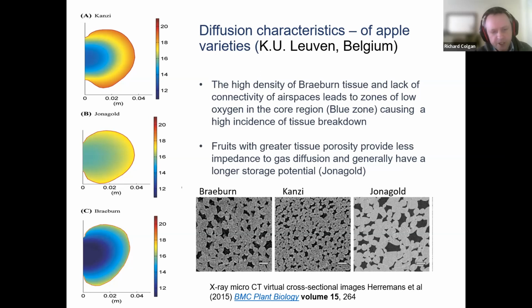And what you see on the left-hand side is a mapping of the oxygen concentration in different varieties, Kanzi, Jonagold, and Braeburn. And the darker the blue color, the less oxygen is present in that fruit. What you can see, Braeburn has much greater zones of low oxygen than say Jonagold, and Kanzi's somewhere in between. And that's partly due to the number of air spaces, but also the connectivity of air spaces, with Jonagold having much better connectivity to the outside of the fruit.